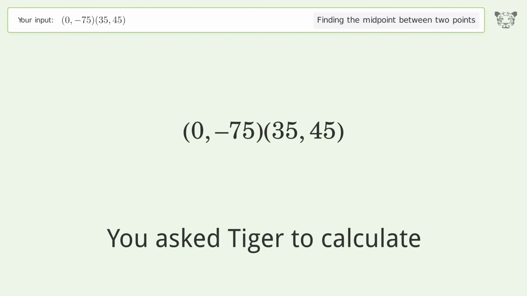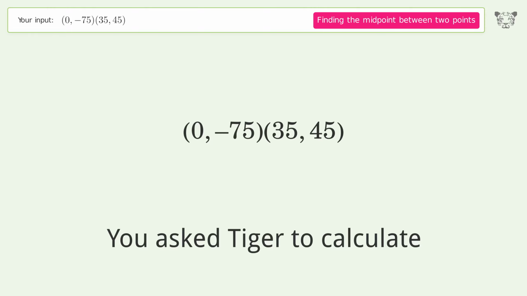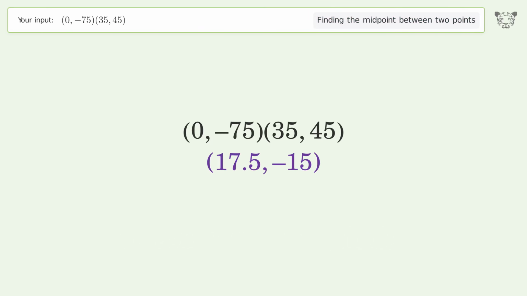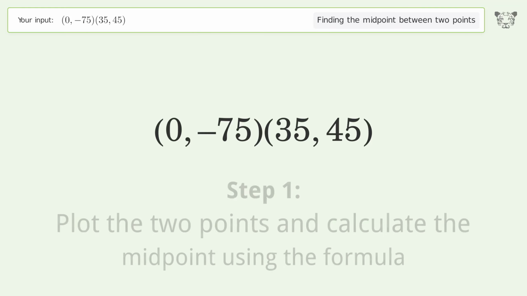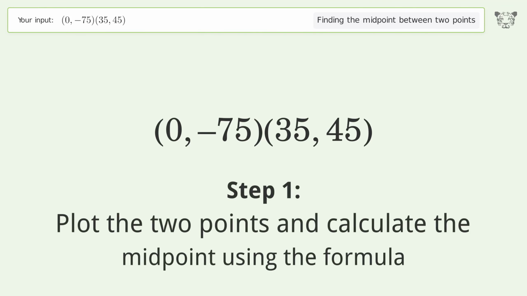You ask Tiger to calculate. This deals with finding the midpoint between 2 points. The midpoint between the 2 points is 17.5, -15. Let's solve it step by step. Plot the 2 points and calculate the midpoint using the formula.